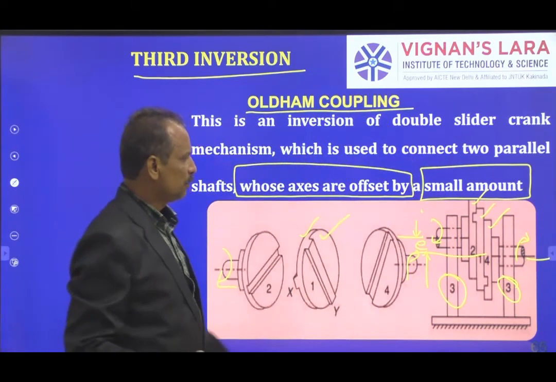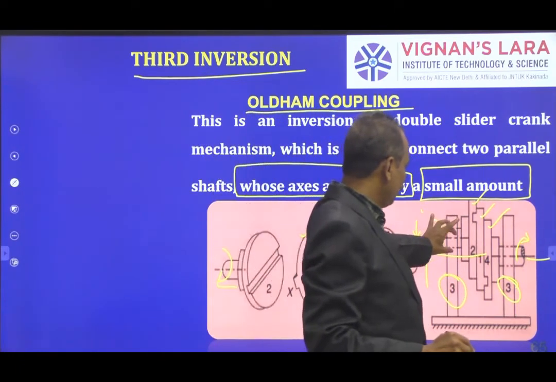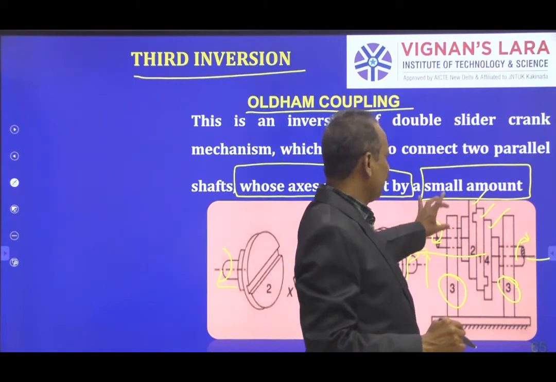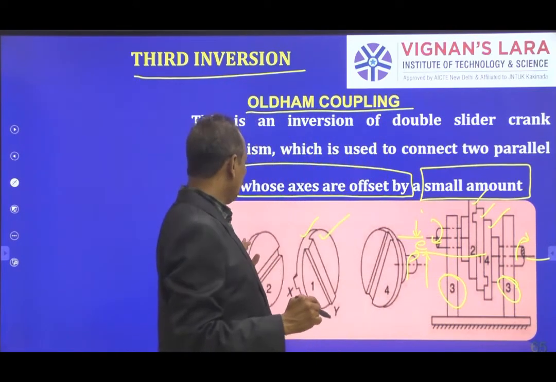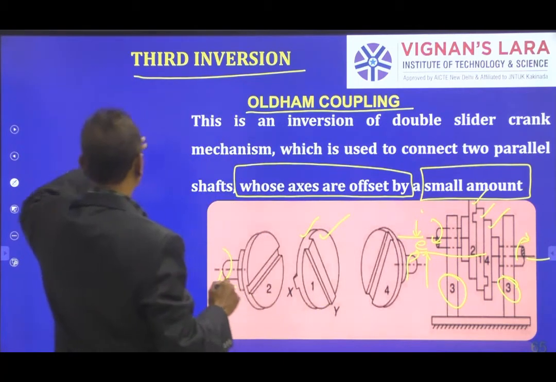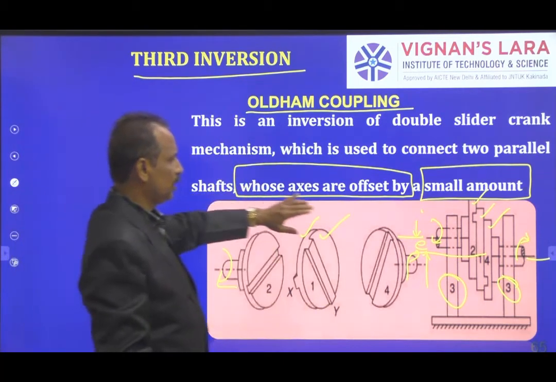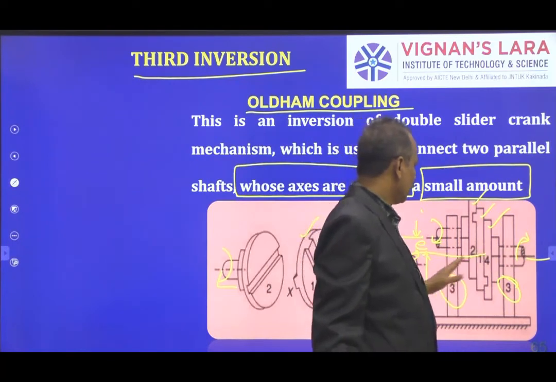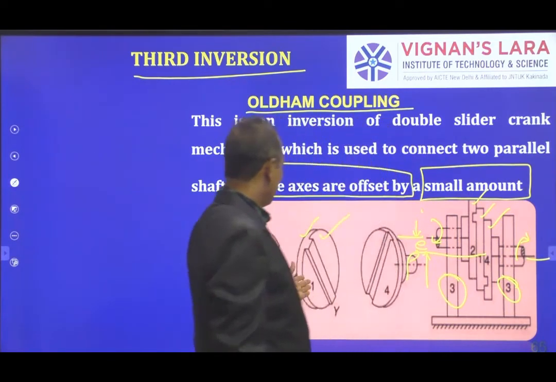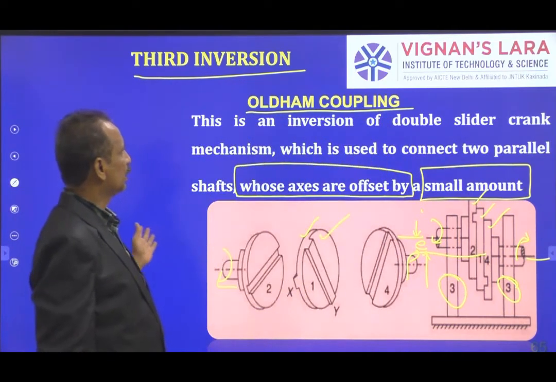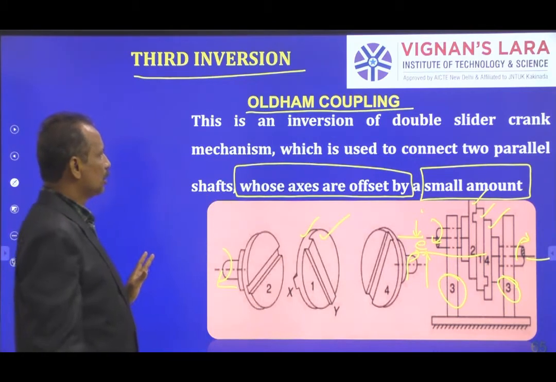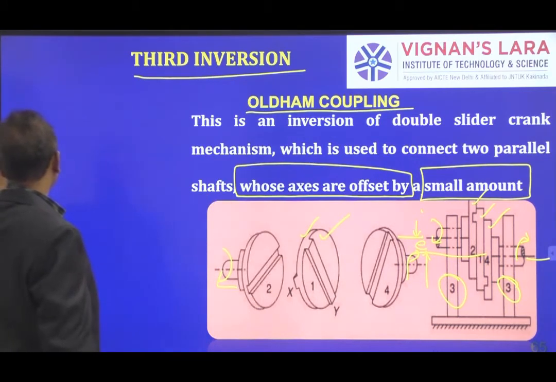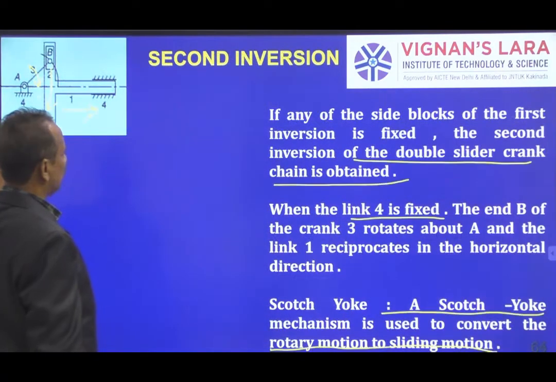This misalignment, as we have shown here, is not a very large quantity, it is a small amount. So the rotary motion, without disturbing anything, is transmitted to here by the intermediate link 1. That is the third inversion, that is the Oldham coupling. So these are the 3 inversions we get in this.